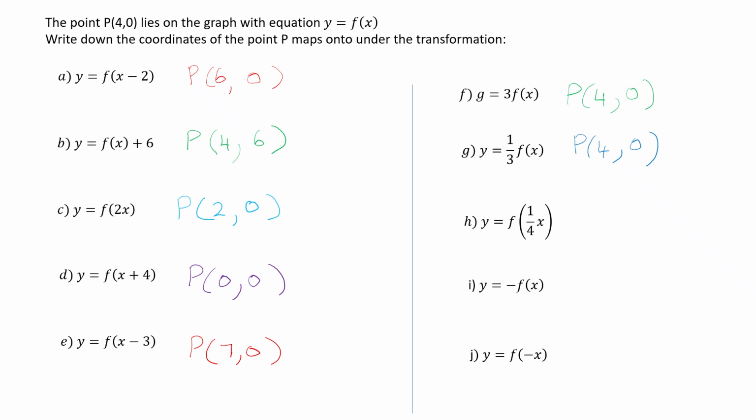Next one, y equals f(quarter x). So that means the x coordinate is going to change, the y coordinate is not changed. So the x coordinate is increased, multiplied by 4. So 4 times 4 is 16.